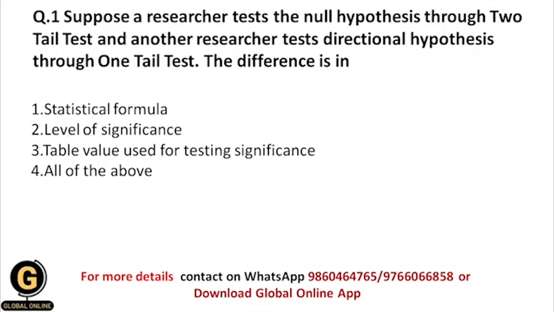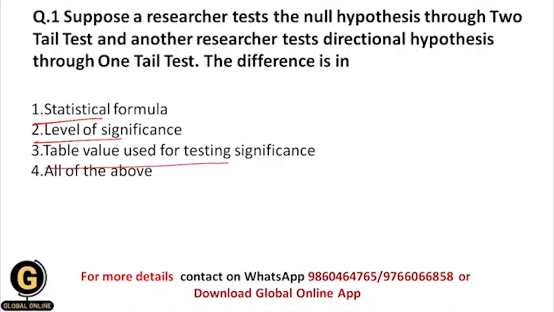But a two-tailed test has two ends, both the left and right ends, and that's why there are lots of differences in the testing of a two-tailed test and a one-tailed test. Those are differences in the statistical formula, because these are two different tests, and that's why we need to use different statistical formulas. Again, the level of significance is different, and as well the table value that we use for testing significance is different. So basically we all know what the table value is.